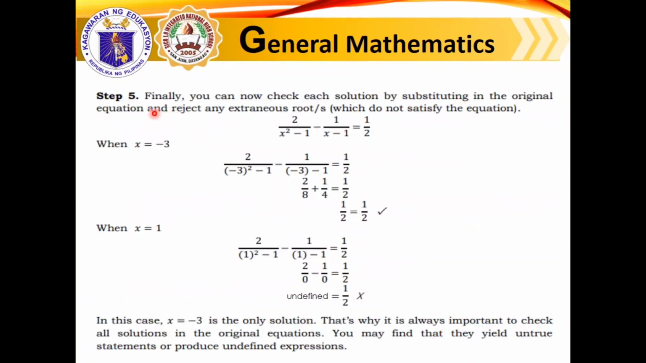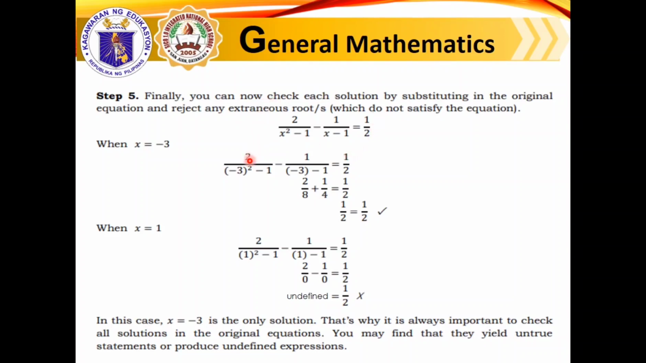So after finding the solution, we need to check if our solutions are correct. So we will proceed to our step 5. You now check each solution by substituting in the original equation and reject any extraneous roots which do not satisfy the equation. So by the way, extraneous roots are roots that do not satisfy the equation. Okay, let's substitute x equals negative 3 in the original equation.